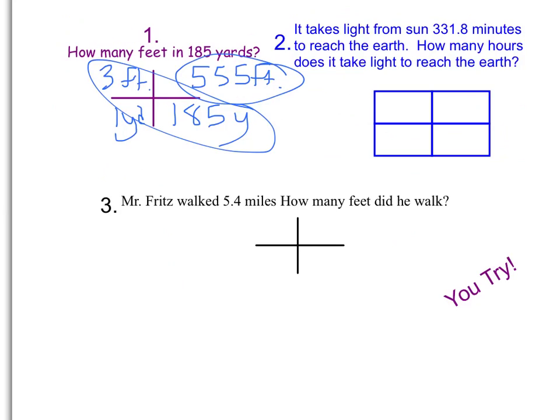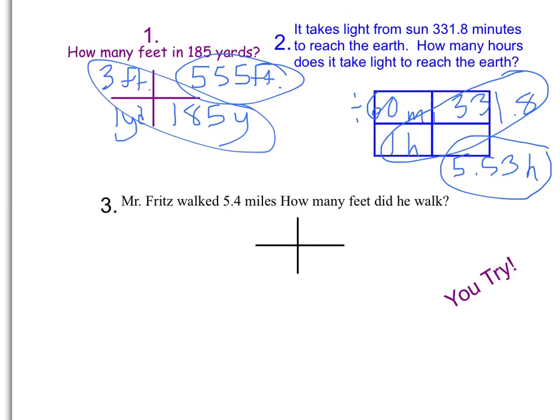It takes light from the sun 331.8 minutes to reach the earth. How many hours does it take light to reach the earth? So we've got minutes and we've got hours. How many minutes are in an hour? 60. Hopefully you know that, because that's not on your chart. In 1 hour. Okay, so I've got minutes on the top, so I'm going to keep my minutes on the top. Crisscross multiply. Divide by the lonely guy. So I'm taking 331.8 times 1, which gives me the same thing, divided by 60. And I get 5.53 hours.